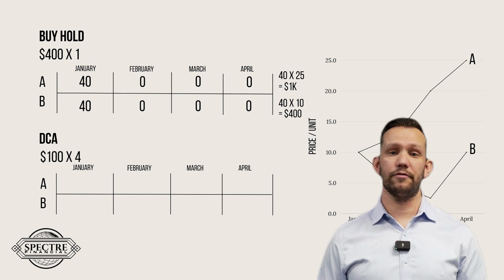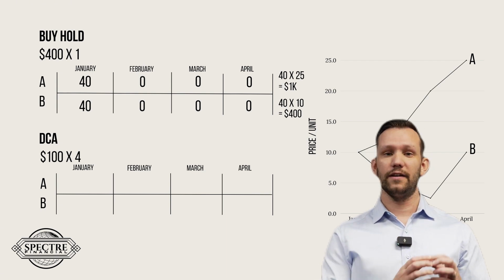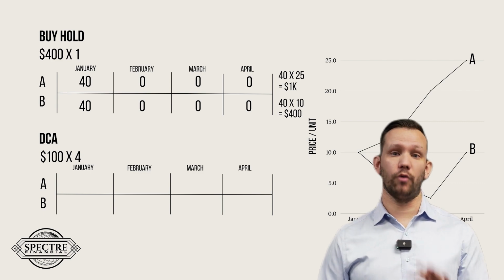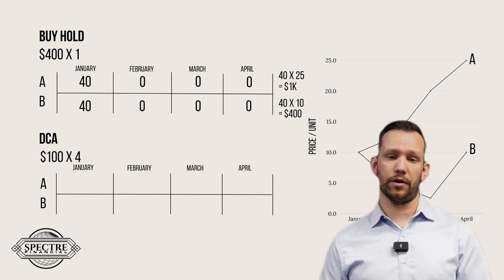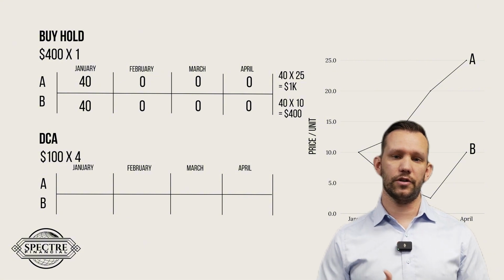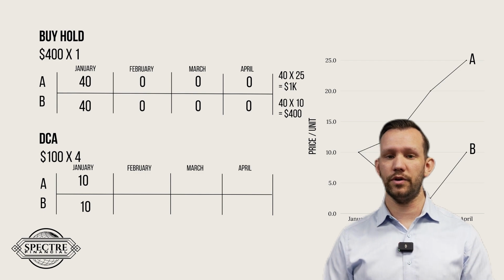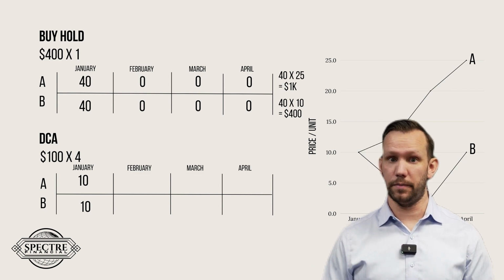What dollar cost averaging is, instead of doing $400 one time, we're going to do $100 four times. So every single month we're going to purchase. And so you're going to see the unit price change. In the first month, we still have $10 per unit. For both Fund A and Fund B, we buy 10 units for $100.